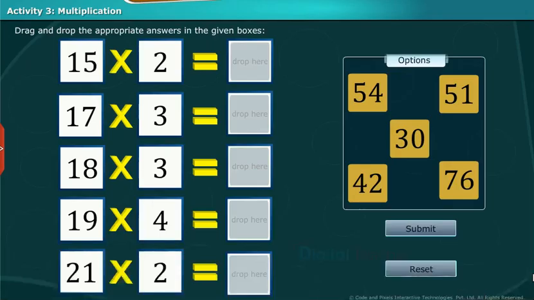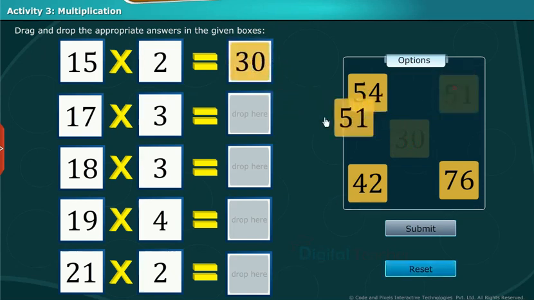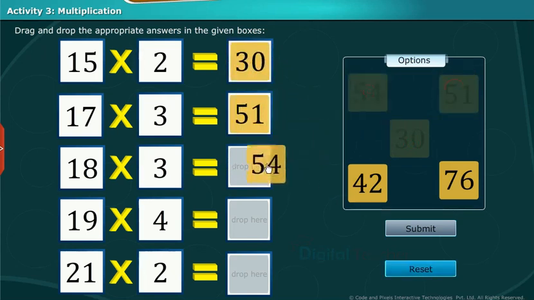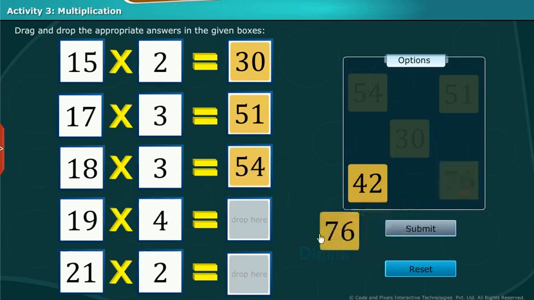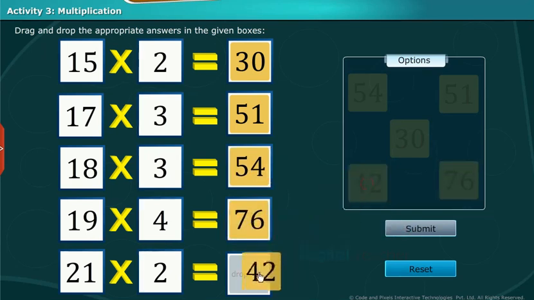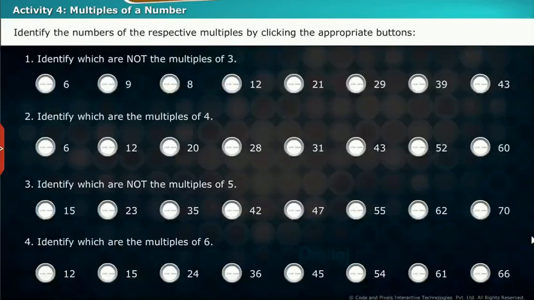Here we take another activity of multiplication. Drag and drop the appropriate answers in the given boxes. Let us do an activity on multiples of numbers. Identify the numbers of the respective multiples by clicking the appropriate buttons.